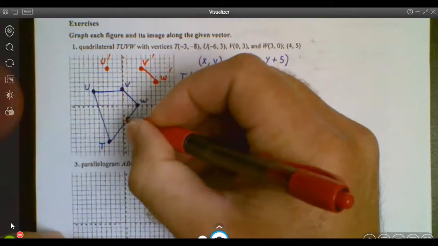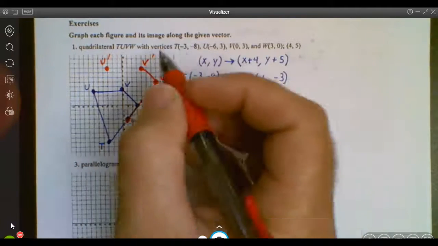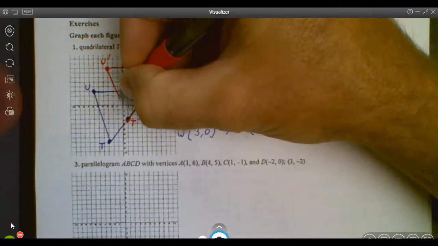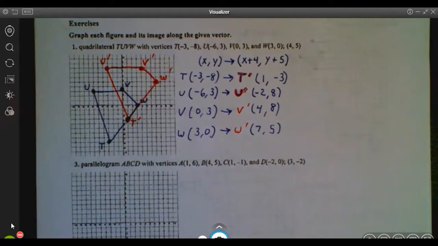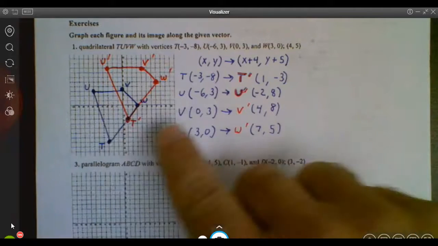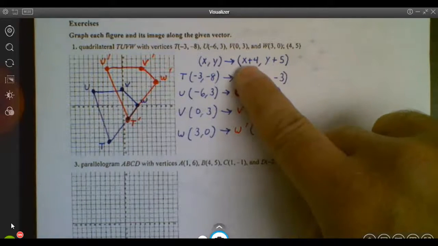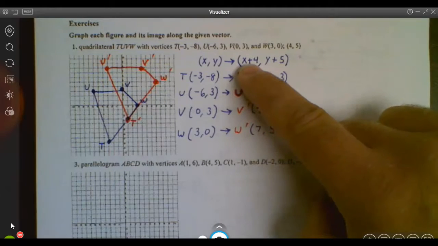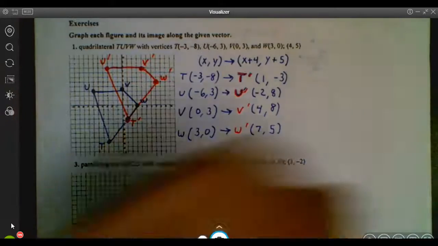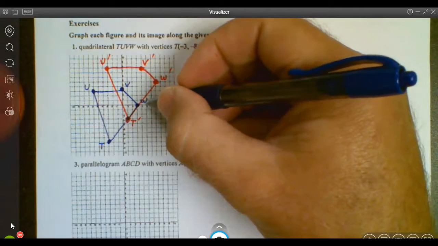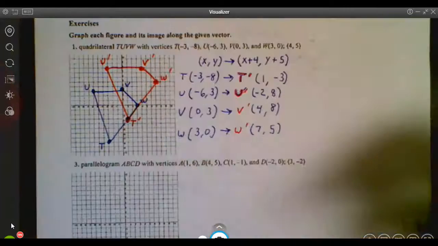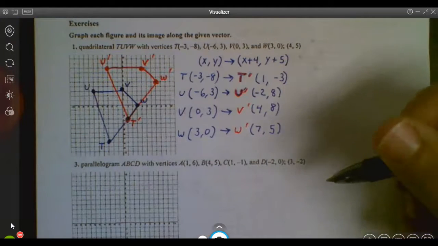Again, this shape should be perfectly congruent. All my sides and all my angles should be congruent to the original shape. It's just been shifted. So we took the blue graph, and again, what does this tell you to do? A +4 in the x would mean to go right 4, up 5. So we simply took each point, went right 4, 1, 2, 3, 4, and up 5, 1, 2, 3, 4, 5. There's our new point. So that's all we had to do for each one.